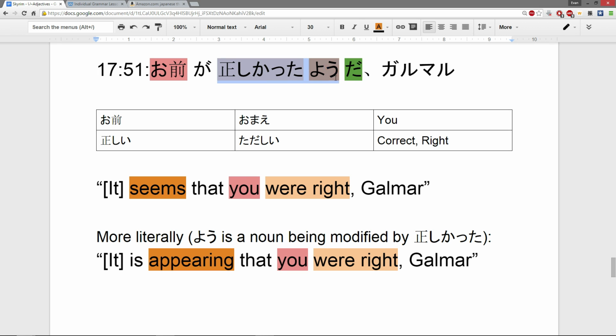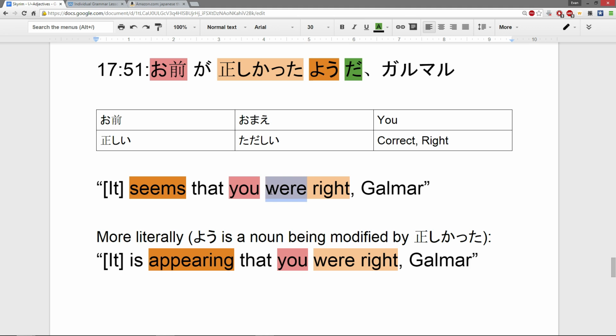So tarashikatta yo means it appears like, in a manner of, you were correct. So it appears like you were correct. Da, because yo is a noun, we're giving it the da. You are appearing correct, or justified. It seems that you were right, Galmar.